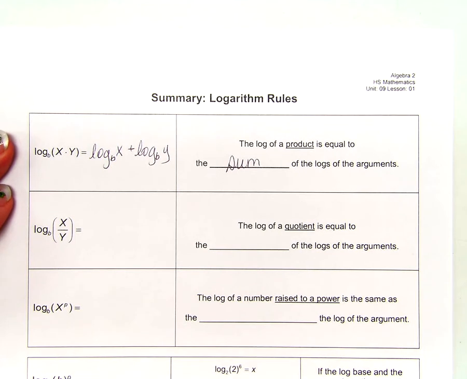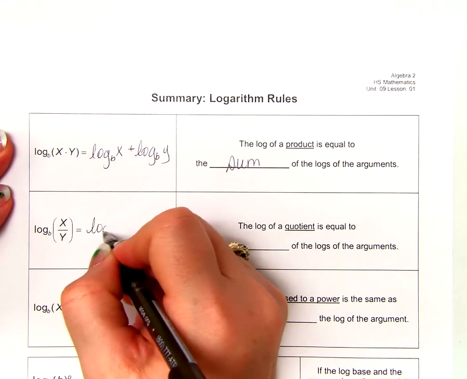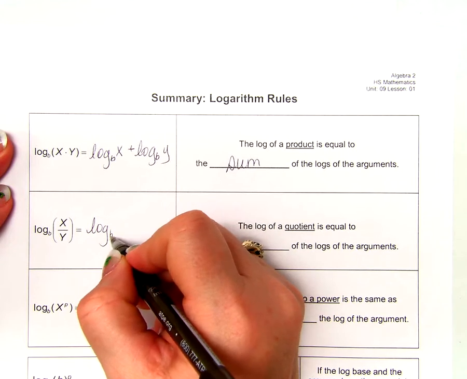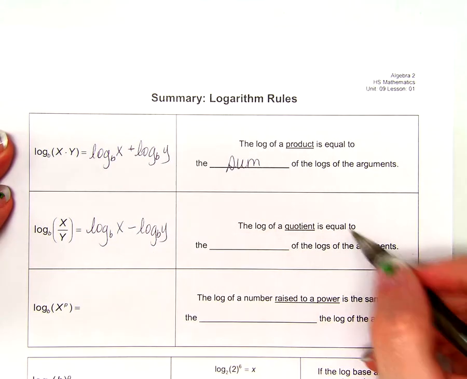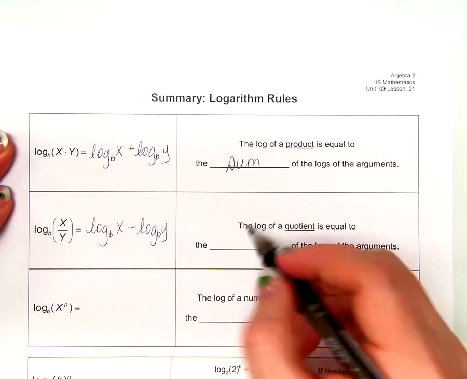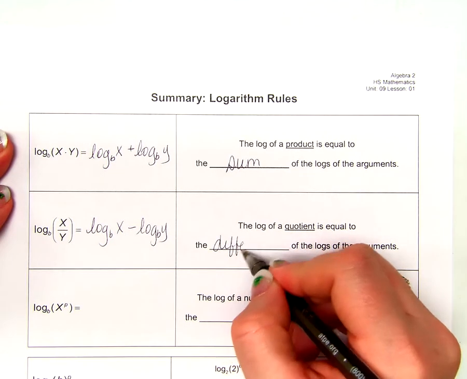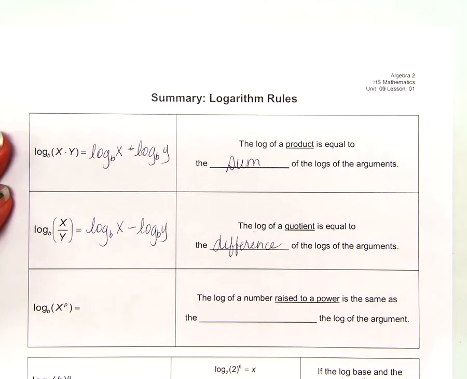Dividing the arguments is the same as the log base b of x minus log base b of y. So it's this, the log of the quotient is equal to the difference of the logs of the arguments. Okay? Log base b of x raised to the p power.